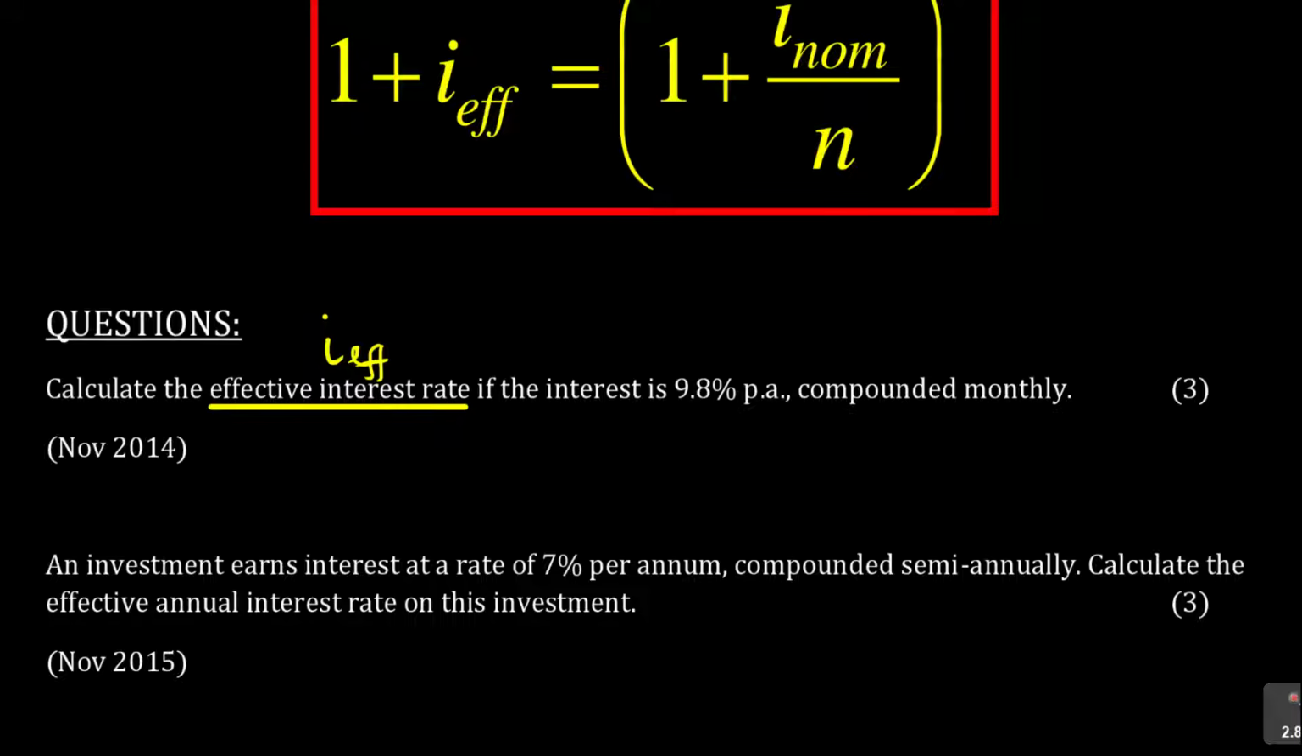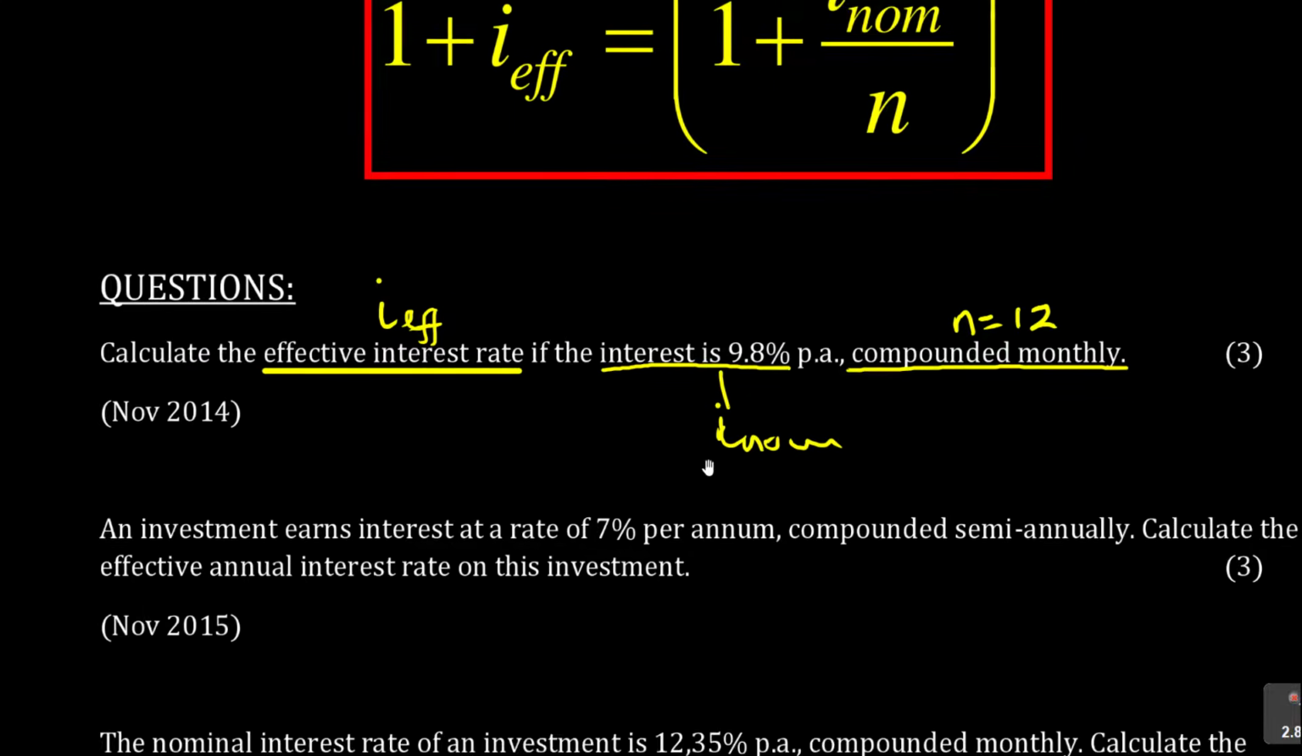This is a paper that was written in November 2014. Very, very important. Now look at this. Calculate the effective interest rate. If the interest rate, now they are giving an interest rate, this then becomes your I norm. This is your nominal interest rate. And then they say compounded monthly. The moment they say monthly, you must remember there are 12 months in a year. So your n here is equal to 12. Then from here you are able to answer this question.